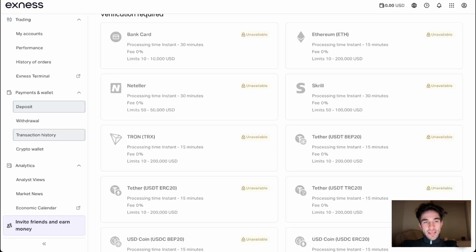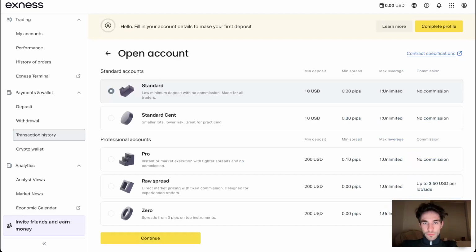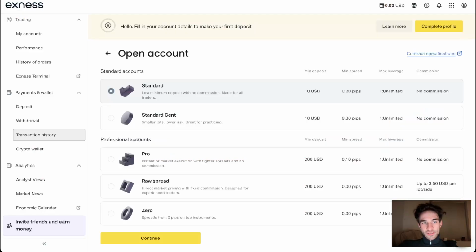With Exness, we can have limits as low as $10 right here. You can see you can transfer in as low as $10. The same thing in the accounts right here. If we go to open up an account, you can see that with these two standard accounts right here, these are what you want to start out with when you are a beginner. We'll go into what these mean later on, the same with Vantage. But as you can see with the standard accounts, the minimum deposit is going to be $10.